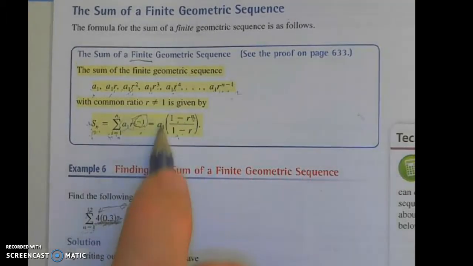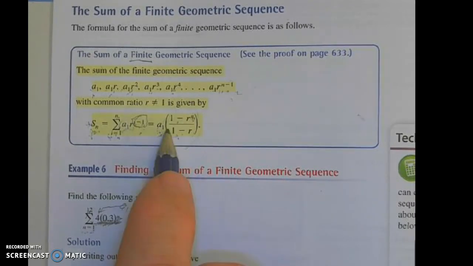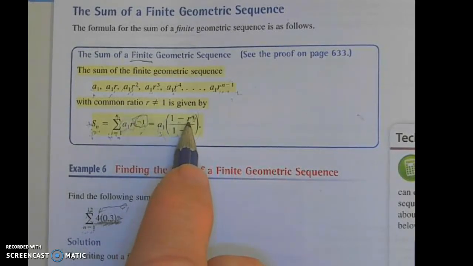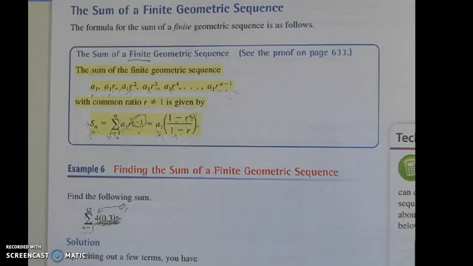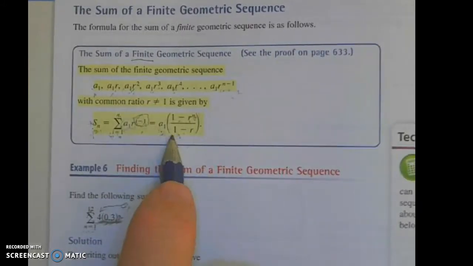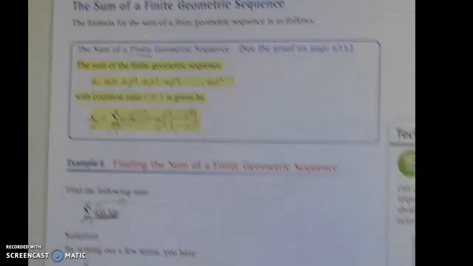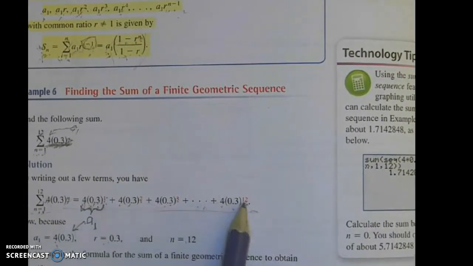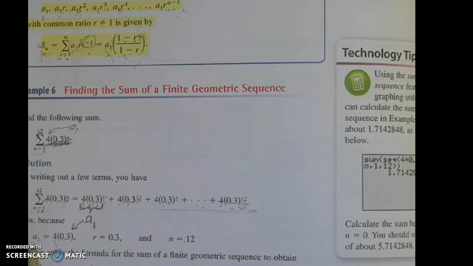Then we're going to multiply it by a fraction. The numerator of the fraction is 1 minus the common ratio to the nth term. What's the nth term? Well, if you look, the nth term here is going to be whatever number you're going to use, which is going to be all the way out to 12. And then you have 1 minus the common ratio down below. So we did it the old-fashioned way, which was tedious. Now let's use the faster formula.